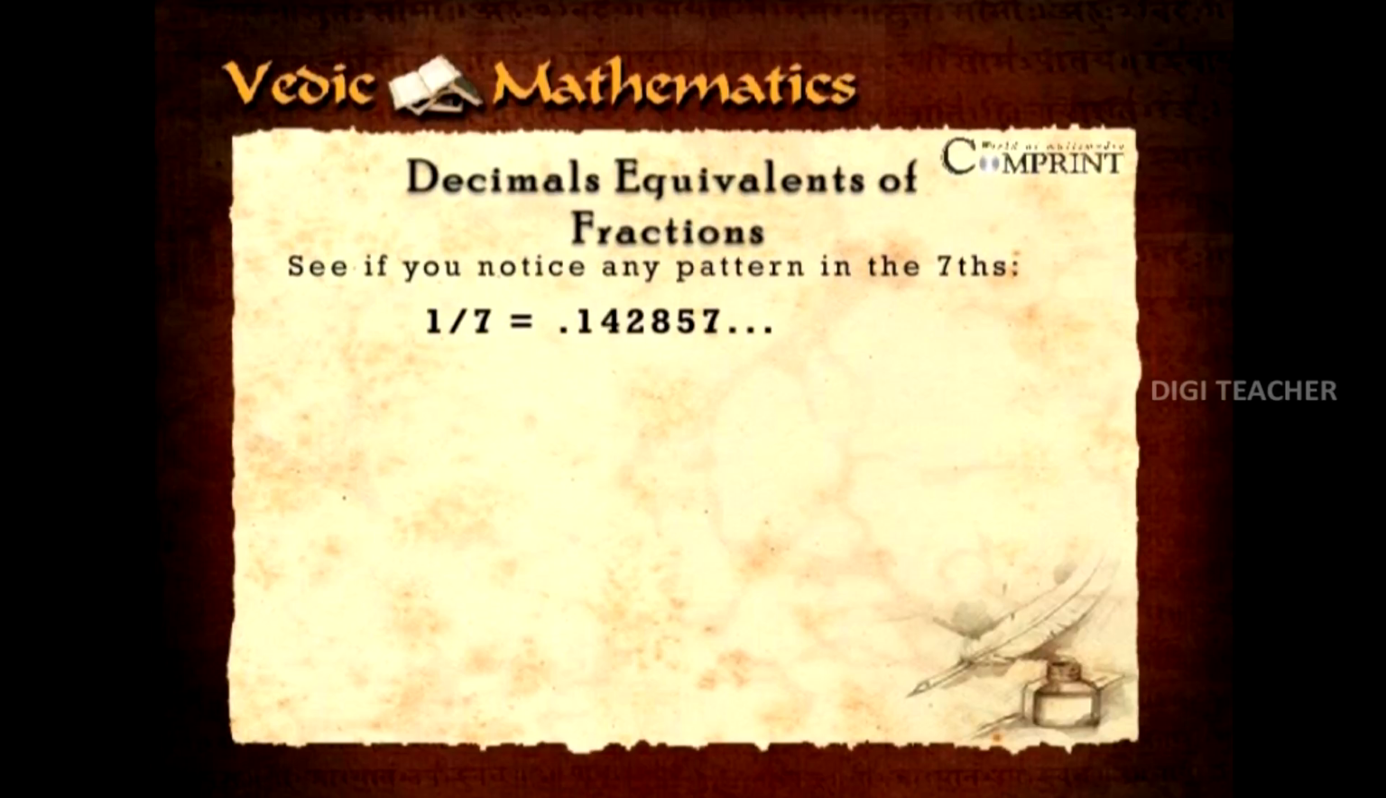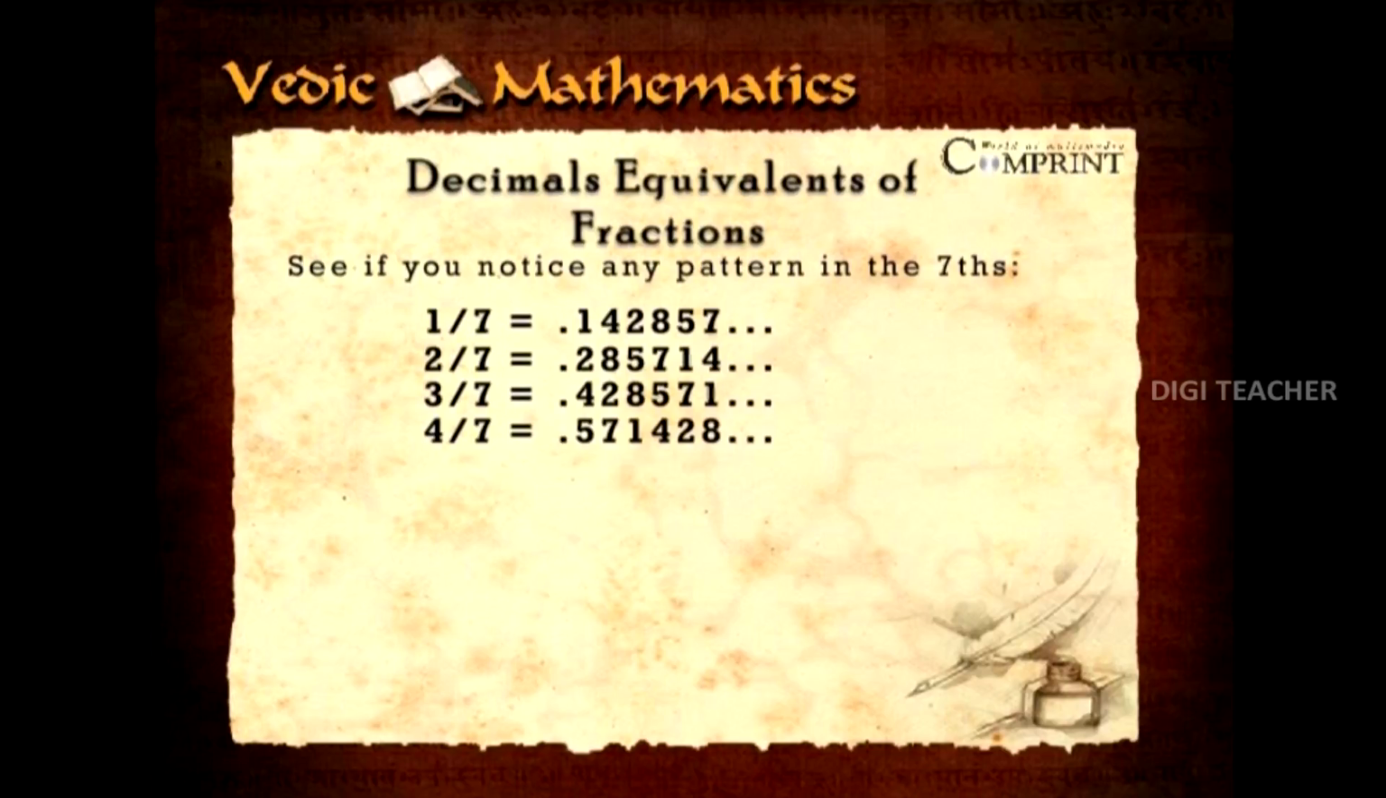1/7 equals 0.142857, 2/7 equals 0.285714, 3/7 equaling 0.428571, 4/7 equaling 0.571428 and so on, 5/7 equaling 0.714285 and so on, and 6/7 equaling 0.857142 and so on.